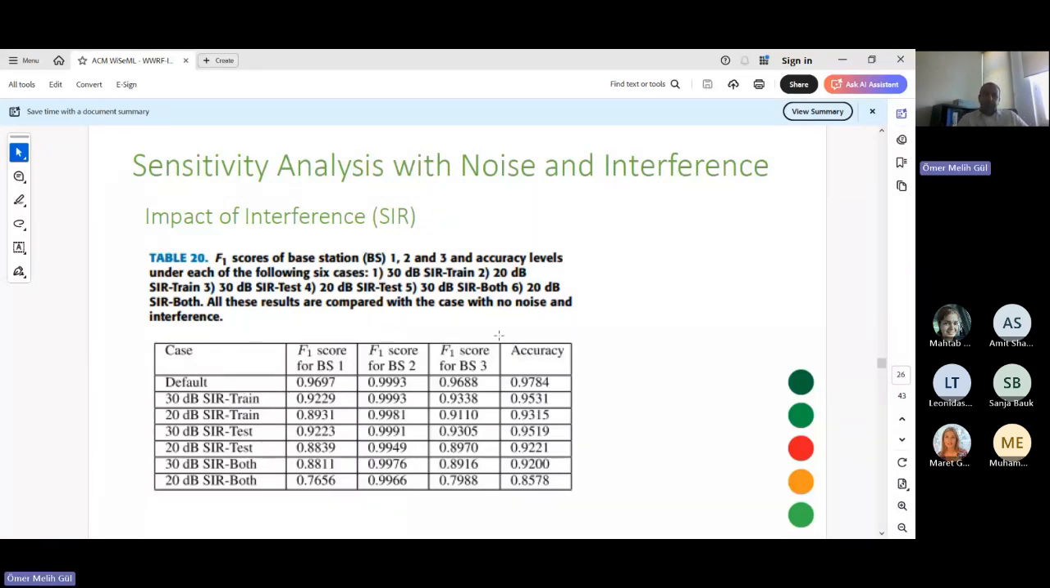So even in interference, we have some similar approach. Again, adding the interference on both sides makes the problem more challenging. Could you see, the F1 score for base station 1 may reduce even to 77%. But the F1 score for base station 2 is high, and for base station 3 is about 80%. So overall, we still achieve an accuracy of 86.